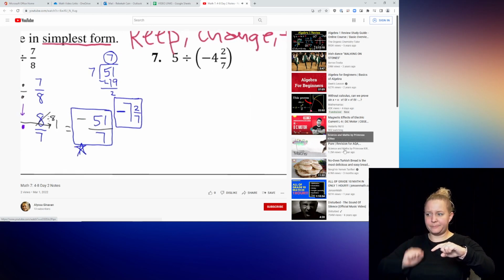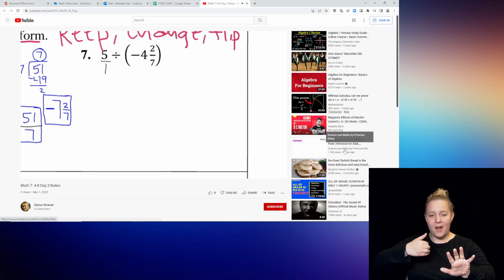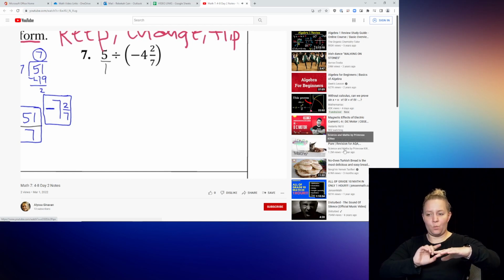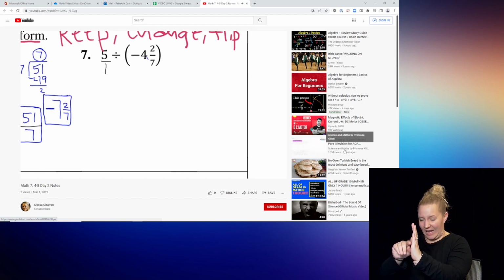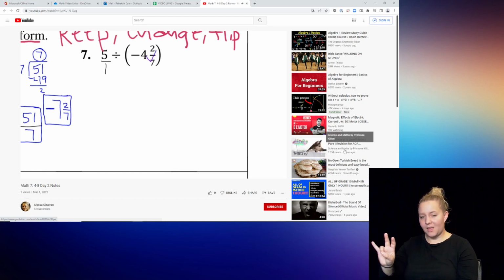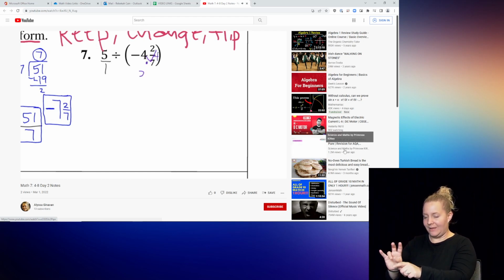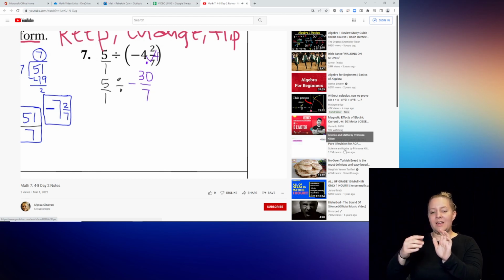Again, then the last one we are going to do together is question 7. I got 5. And remember, whenever we have 5 or any whole number, or integer, I guess, put it over 1. I got 5 over 1 divided by negative 4 and 2/7. When that's the case, we're going to check mark it. So 4 times 7 is 28, plus 2 more is 30. So I got 30 over 7, and that fraction's still negative. I'm going to bring everything else down. So a division symbol and 5 over 1.